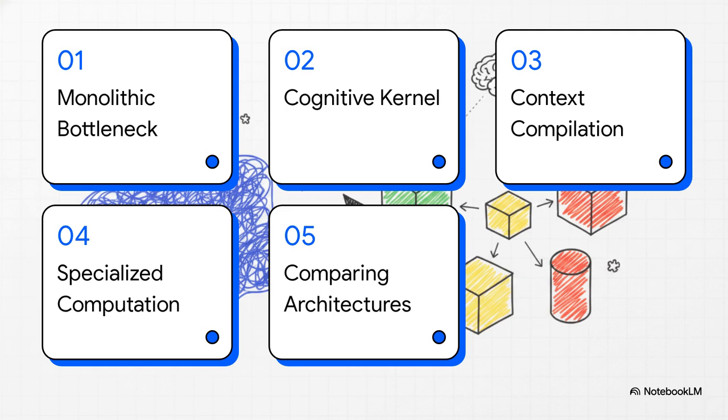Here's how we're going to break this down today. First, we'll look at the monolithic bottleneck, then introduce the Executive Cognitive Kernel. After that, we'll dive into context compilation and specialized computation, and finally wrap up by comparing these architectures head-to-head.